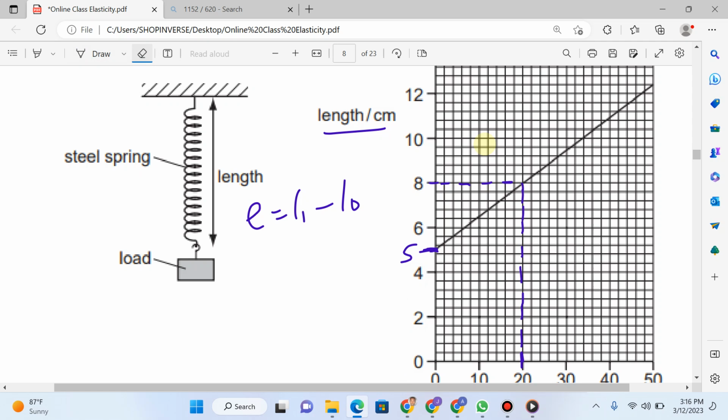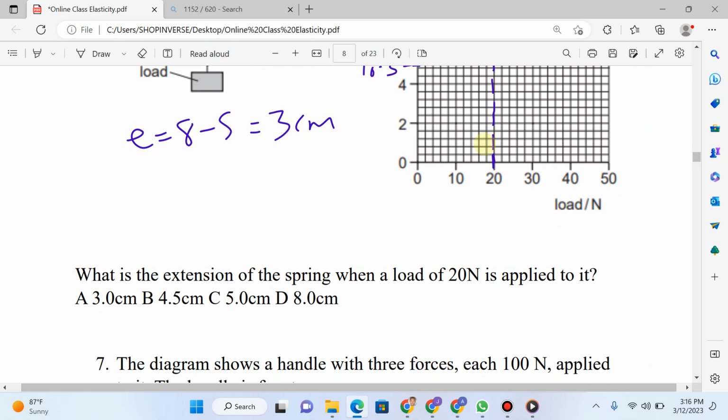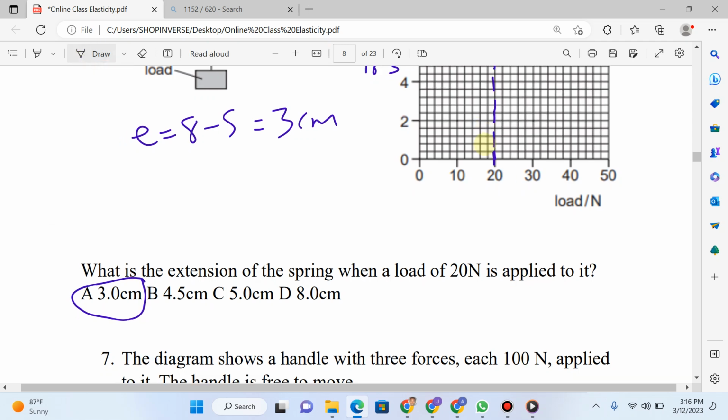Sorry, the original length L0 will be equal to 5 cm. Okay? And we have our L1 as 8 cm from the graph. So extension here will now be 8 cm minus 5 cm, which will give us 3 centimeters. Understood, right? Good. So, what is the extension when a load of 20 Newton is applied to it? The answer is in option A, which is 3.0 centimeters. So you shade A on your answer booklet.